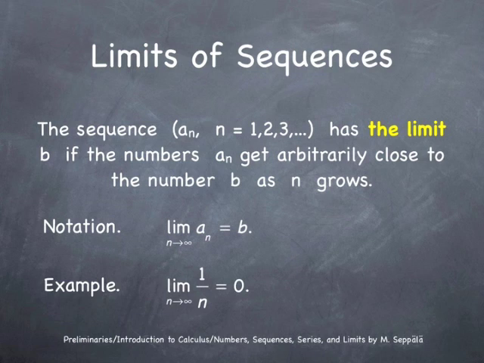In the case of the previous example of sequences, the sequence of numbers 1 over n, it is clear that the limit of 1 over n as n goes to infinity is 0, because as n grows, 1 over n gets arbitrarily close to 0. Therefore, the limit of 1 over n as n goes to infinity is 0.